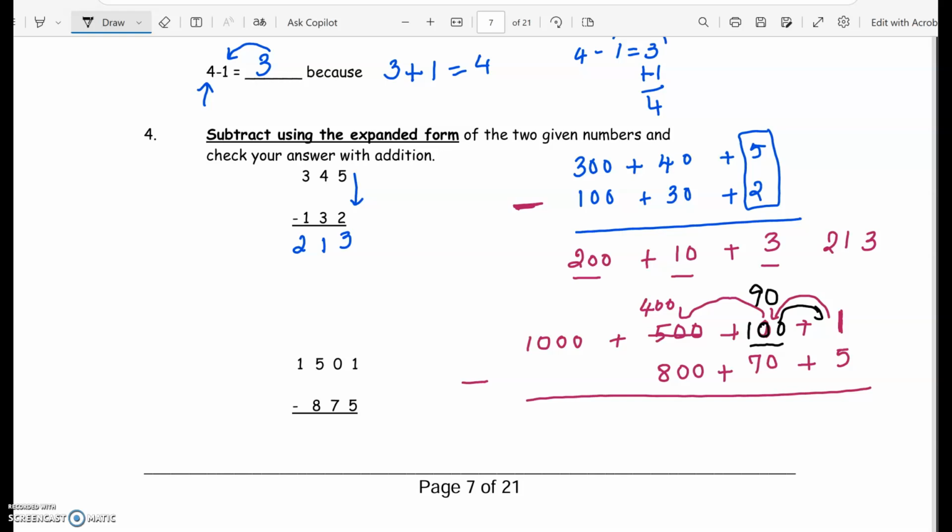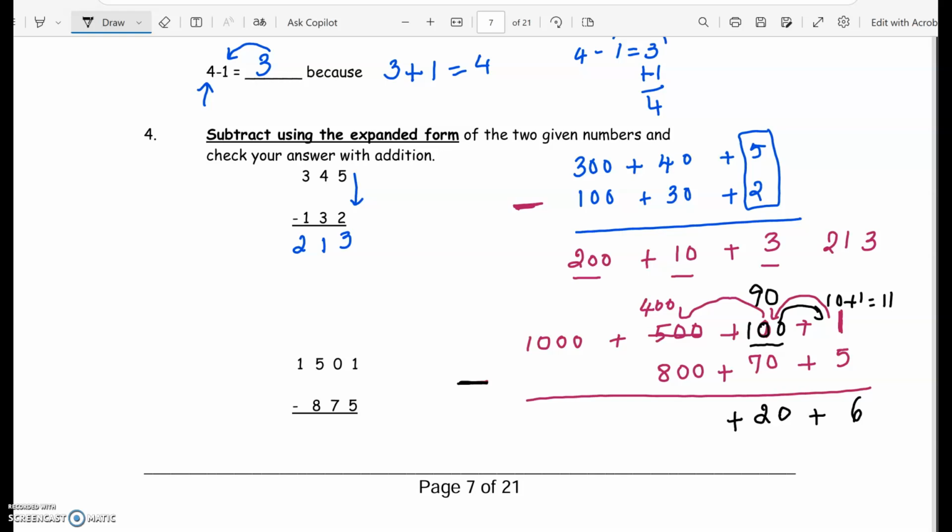And when you give a 10, 10 plus 1 becomes 11. So 11 minus 5 is equal to 6, because 6 plus 5 equals 11. Now this 90, we're going to subtract 70 from it, and it becomes a 20.